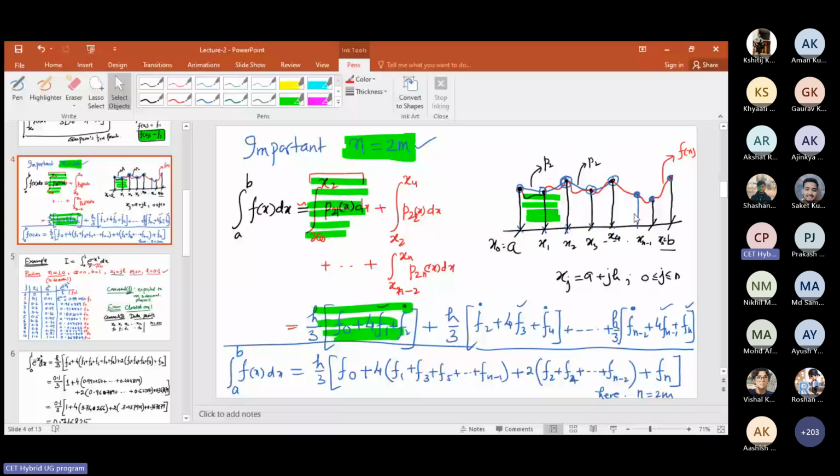So total, when you sum up the area of all the parabolas, then you will get the total area of the function from a to b. So then you will get this formula which you have to use in general. Okay, so this you always have to use generally, and in this you have to take n equals 2m.